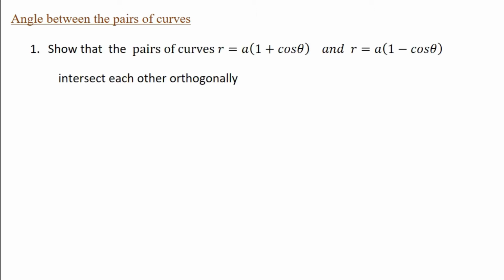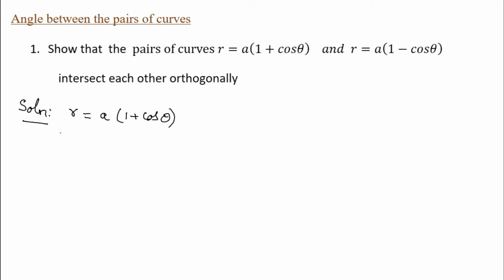So the first question is: show that the pairs of curves r equals a into 1 plus cos theta and r equals a into 1 minus cos theta intersect each other orthogonally. Let us take the first curve, r equals a into 1 plus cos of theta.